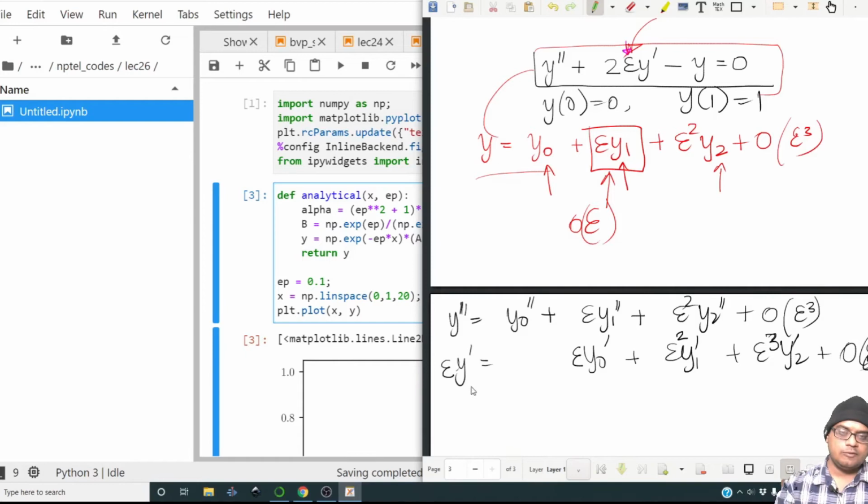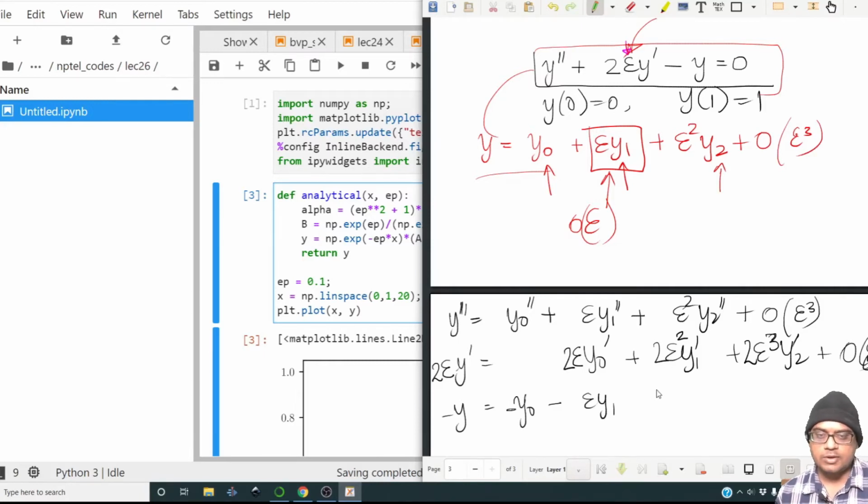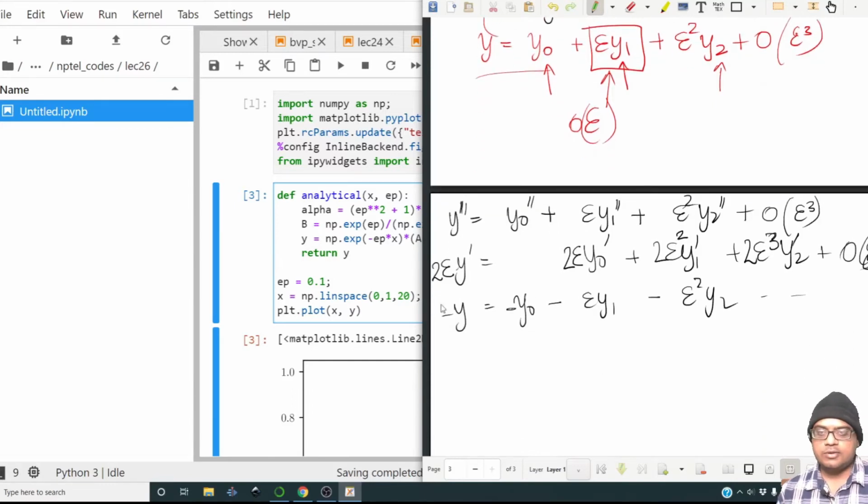So in the term involving epsilon times y prime, there is no term which is devoid of epsilon. The sequence naturally starts with the lowest order of magnitude being epsilon. So now I need to multiply 2 as well. Well, that's straightforward. Alright, what about the last term? This is minus y, and that is simply minus y naught minus epsilon y1 minus epsilon square y2 and so on. So now let us add all of this.